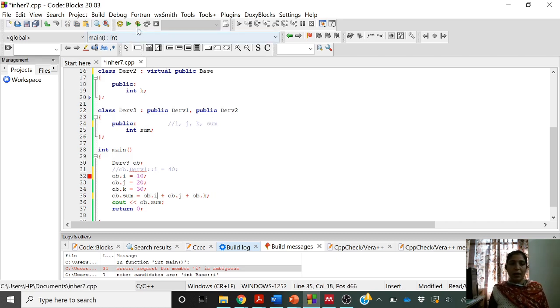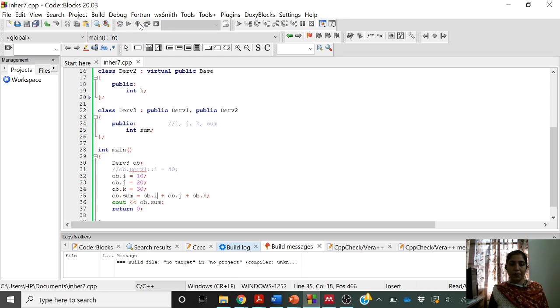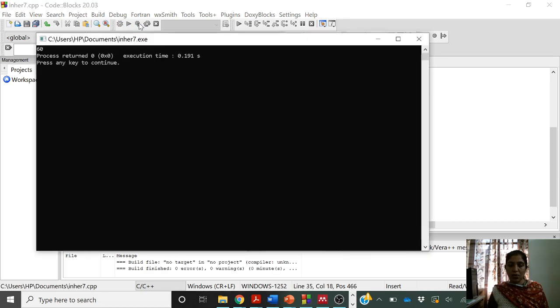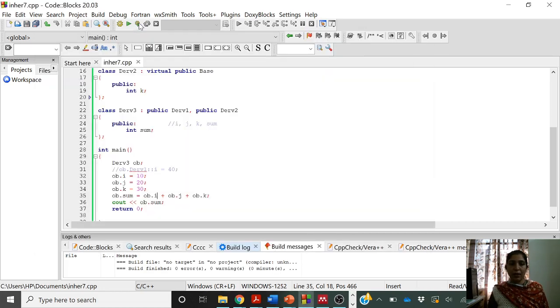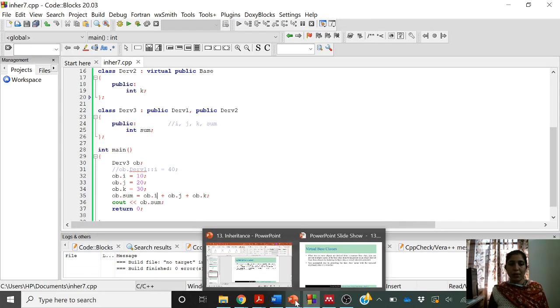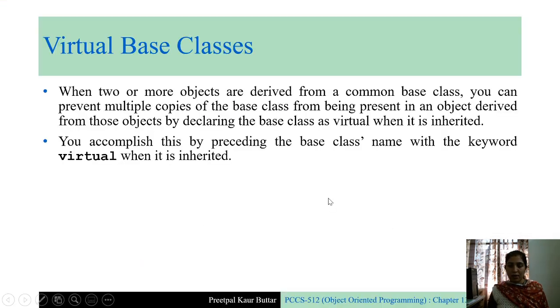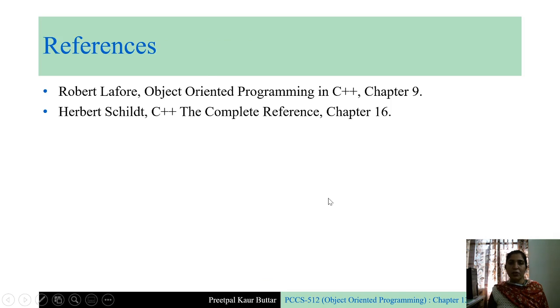Okay, and let us run it. So it is working very well and it is giving us this answer, 60. Okay, so this was about the virtual base classes, and this concludes this chapter on inheritance, and these are the references for this chapter.